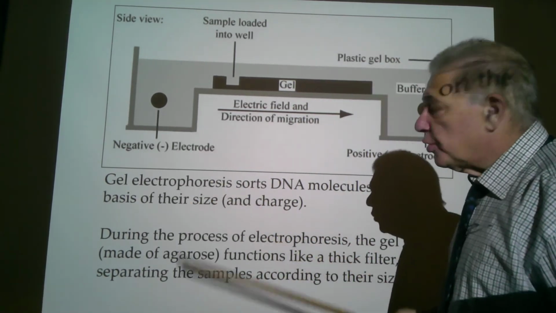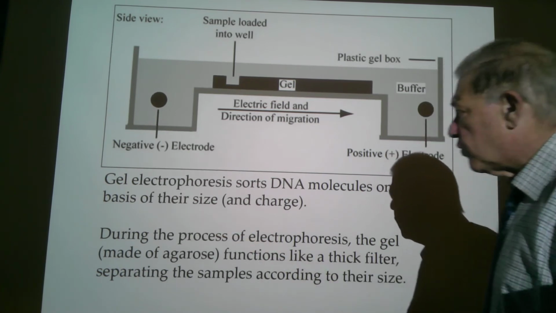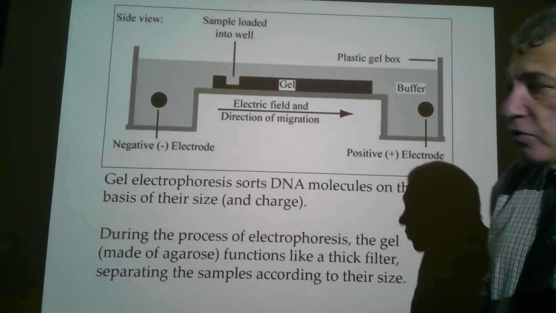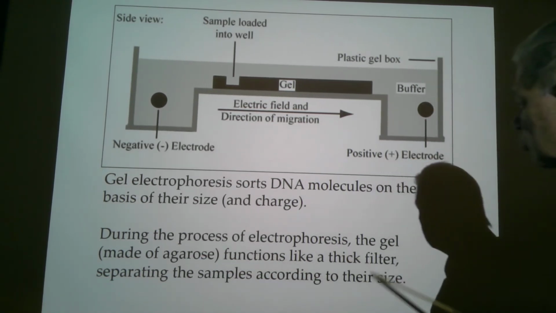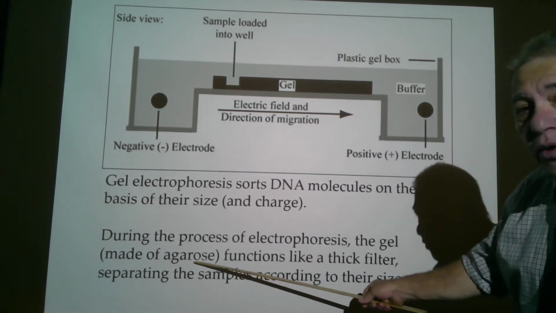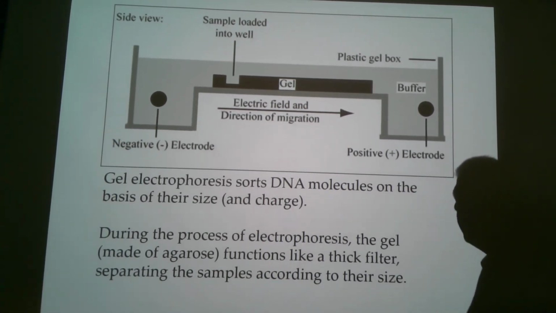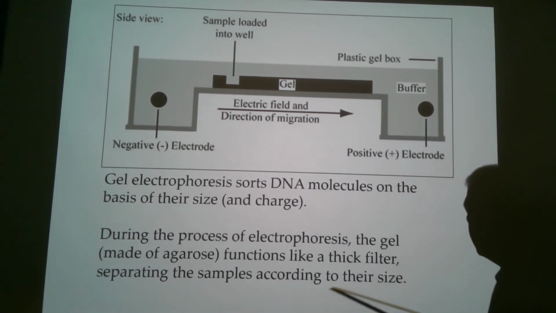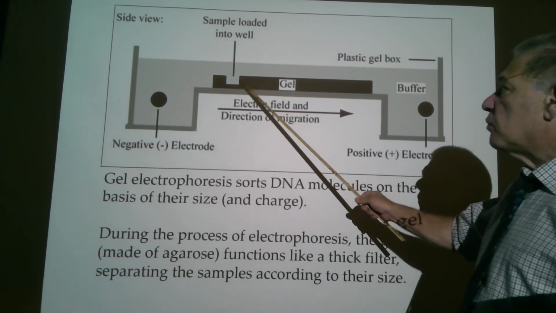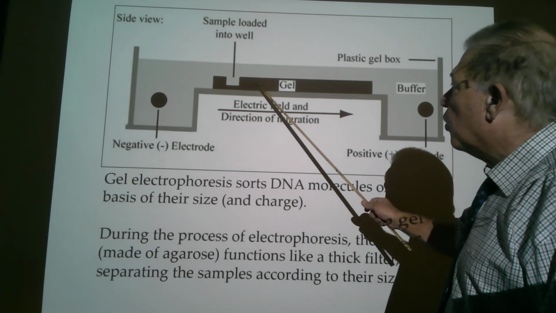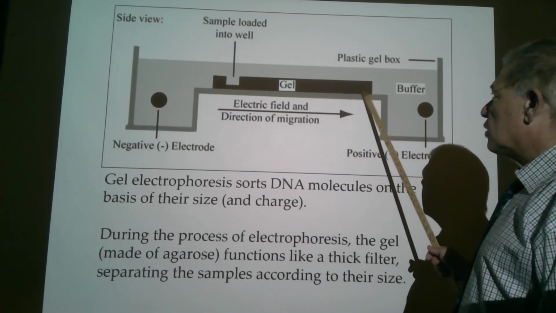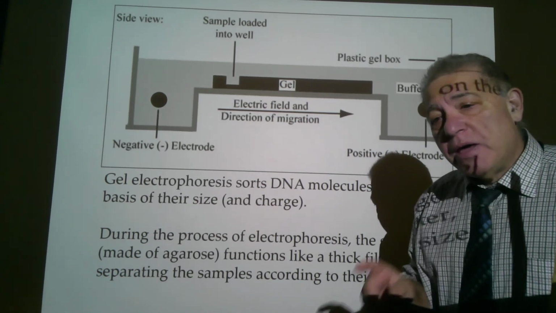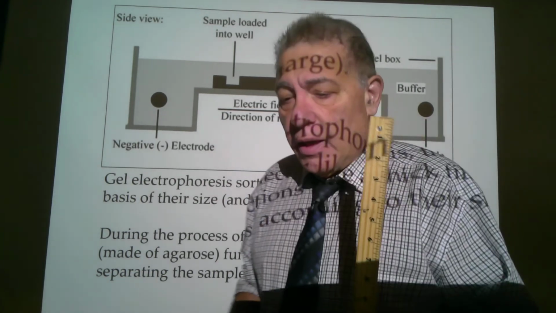So what I do want you to know, especially for the exam, is that gel electrophoresis sorts out DNA molecules on the basis of their size and charge, all right? On the size and charge, which I just explained. During the process of electrophoresis, the gel, which again is made of agarose, which is derived from seaweed, functions like a thick filter or a sieve, separating the samples according to their size. Again, the larger pieces will remain back here, and the smaller sizes will go forward until you shut the electrophoresis apparatus off. I think we'll stop here, and I'll publish this, and you guys should look at this.